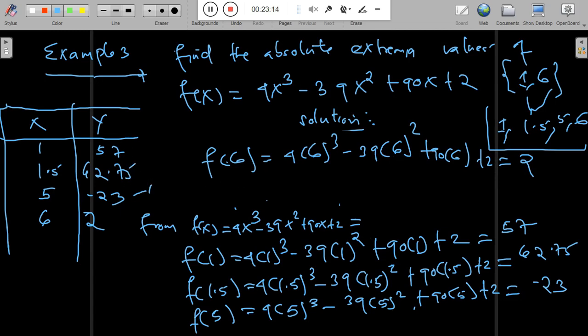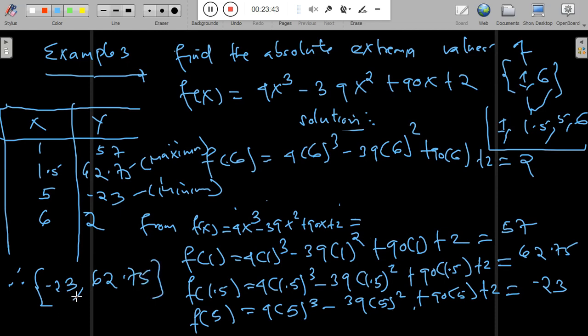So the minimum value will be equal to negative 23 and the maximum value will be equal to 62.75. So that is how we solve for the absolute extrema values, the absolute maximum and minimum values of the function.